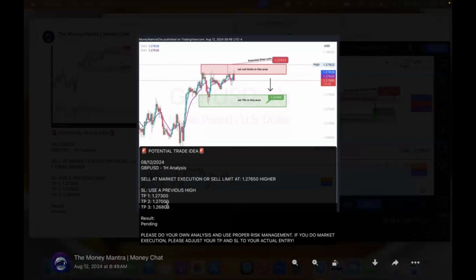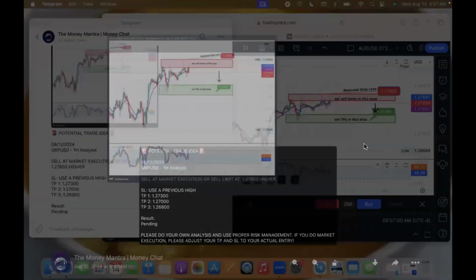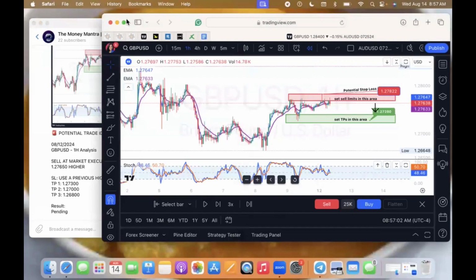As always, I encourage everybody to do their own analysis and use proper risk management based on your capital and account. And if you do market execution, make sure you're adjusting your take profit and stop loss to your actual entry point. I just think that's extremely important.